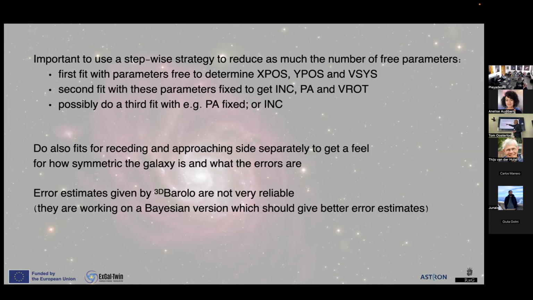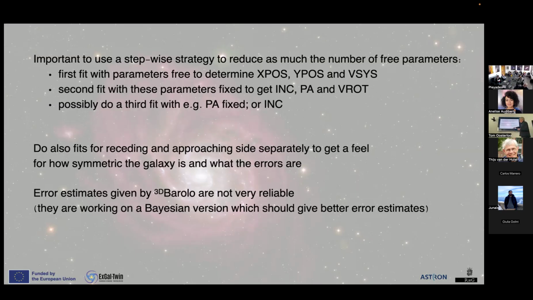One thing you always have to do: fit the receding and the approaching side separately. If the galaxy is regular, symmetric, you should find the same, and the rotation curves, etc., should be the same. If they are not, the galaxy is not symmetric. And you get an idea of the errors in your fitting. For example, you compare the two rotation curves from the receding and the approaching side, and you see a typical difference. Well, that's then the error in your rotation velocity.